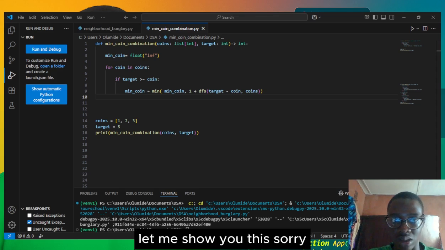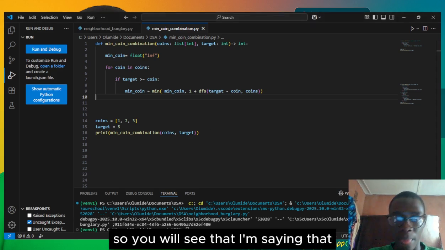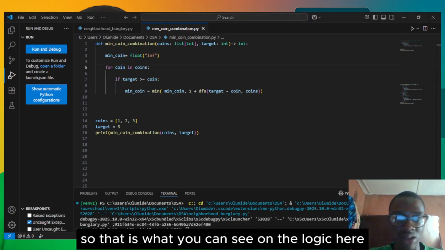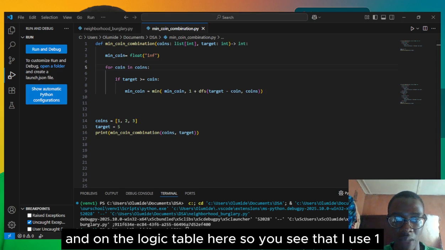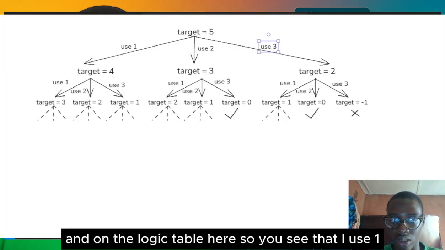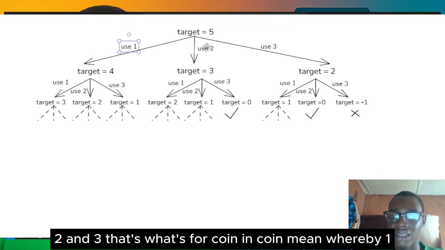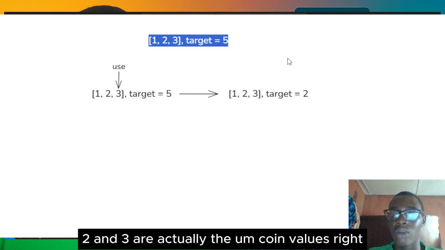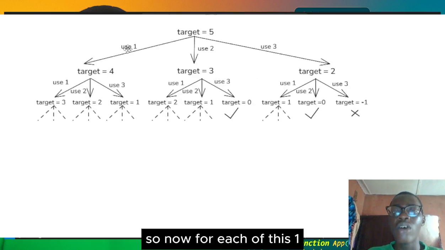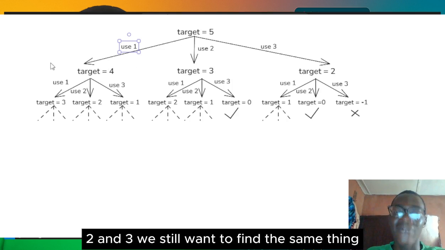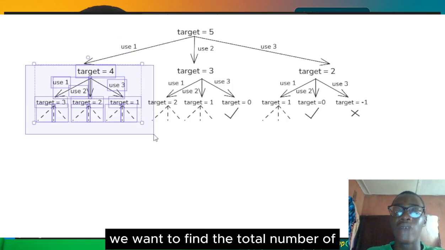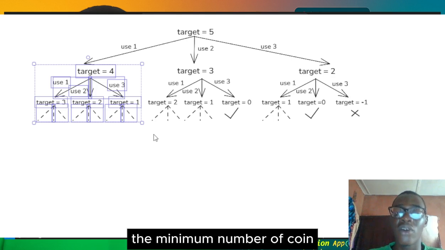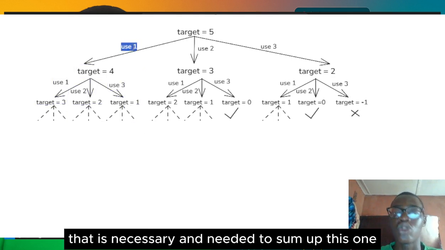Let me show you this. Sorry. So you will see that I said for coin in coins. So that is what you can see on the logic table here. So you see that I use 1, 2, and 3. That's what for coin in coins means, whereby 1, 2, and 3 are actually the coin values, right? So now for each of these 1, 2, and 3, we still want to find the same thing. What is it? We want to find the minimum number of coins that is necessary and needed to sum up this one.